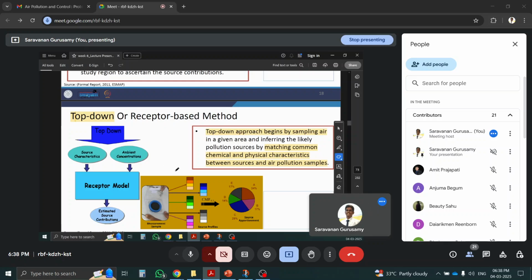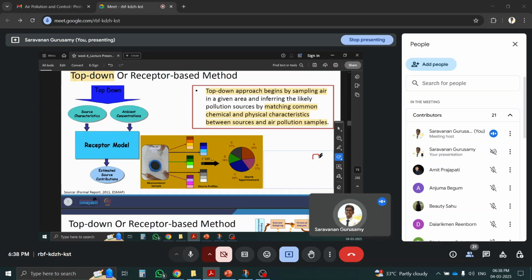Top-down approach is we are going somewhere to measure what is the pollutant level, and we are going back from the emission to the emission point. So that is called top down. So bottom up is we know the industry, we know how much is coming, then we know how much is getting deposited at this point. Now we know how much is deposited at this point. Based on that, what is the source it's getting from? That is top down. So I know the source characteristics, ambient concentration. I am finding what is the source.